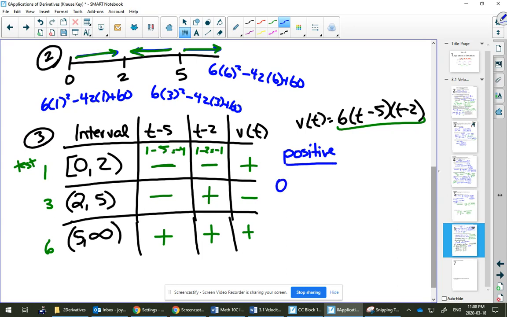So if we were writing down when the graph is going in a positive direction, it would be from 0 to 2. Notice the signs. And when t is greater than 5. If you wanted to write this using interval notation, it would look like this.